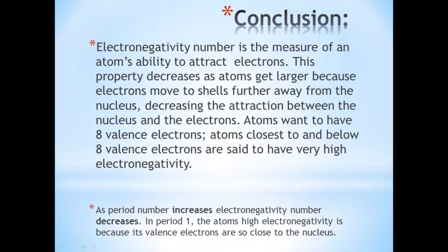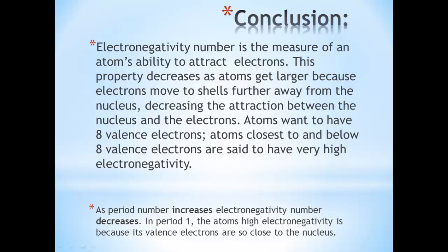The electronegativity number is the measure of an atom's ability to attract electrons. This property decreases as atoms get larger because electrons move to shells further away from the nucleus, decreasing the attraction between the nucleus and the electrons. Atoms want to have 8 valence electrons, and having 8 valence electrons seems to make them a very stable element, as seen in the noble gases.